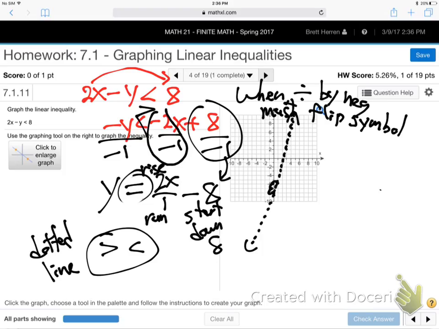So that's why when they say strictly greater than, what that means is they want the stuff above the line, greater stuff, but they don't want the line itself. Right? If they wanted the line, they would say greater or equal. The equal would be the line itself.